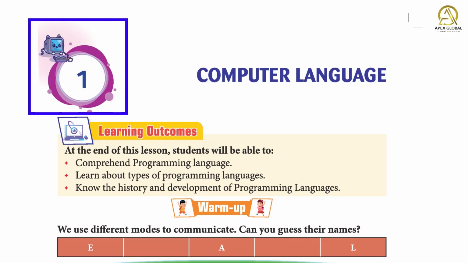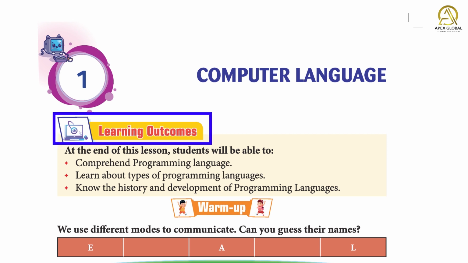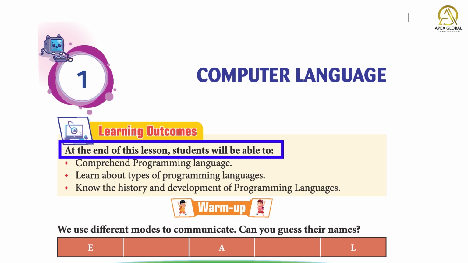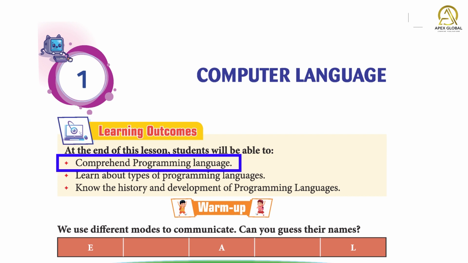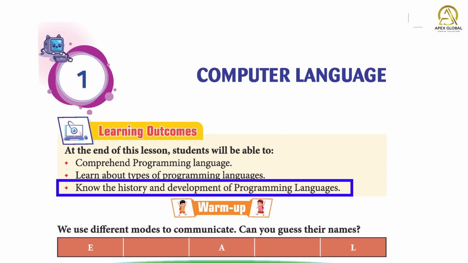Chapter 1: Computer Language. Learning Outcomes. At the end of this lesson, students will be able to comprehend programming language, learn about types of programming language, know the history and development of programming language.